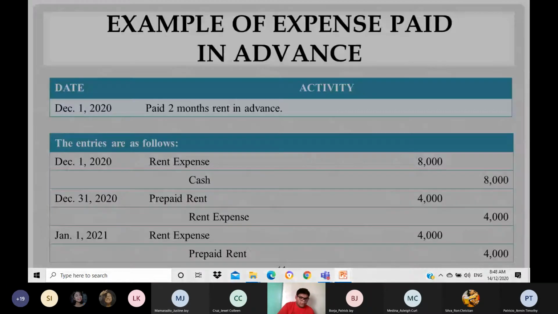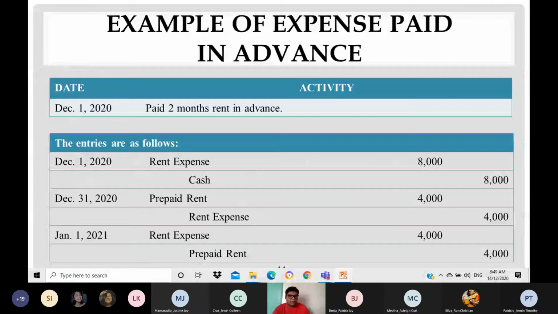So yung sample, I also got it from the book lang naman. Ito madalas mangyari sa mga parenta. Let's say December 1, 2020, we pay 2 months rent in advance. Usually naman yan, standard na yun pag nangungupahan ka. You have to pay 2 or 3 months rent in advance. So yung mga entry mo, ito mangyayari sa kanya. So for the company, December 1, 2020, you have a rent expense, 8,000.